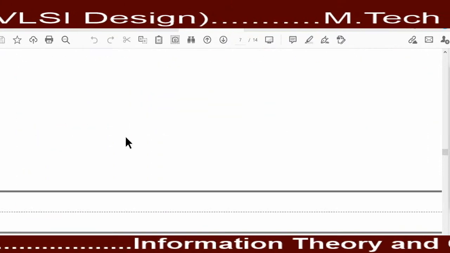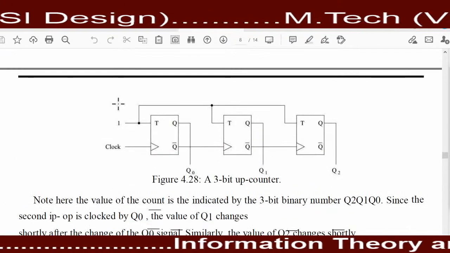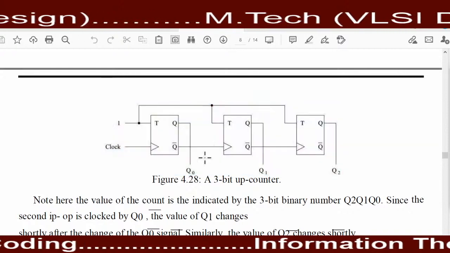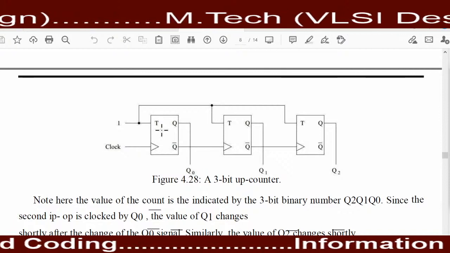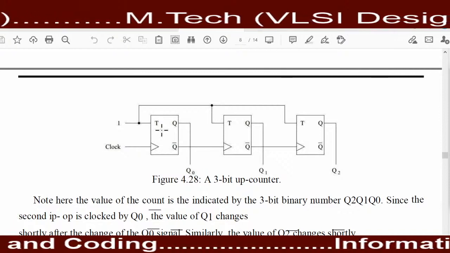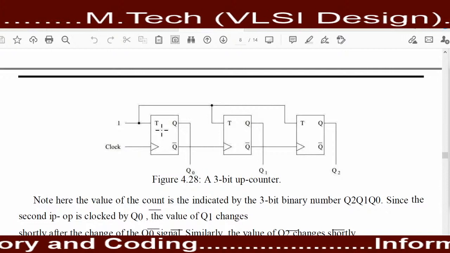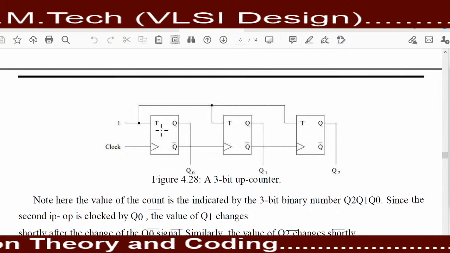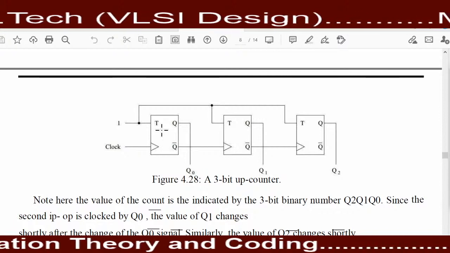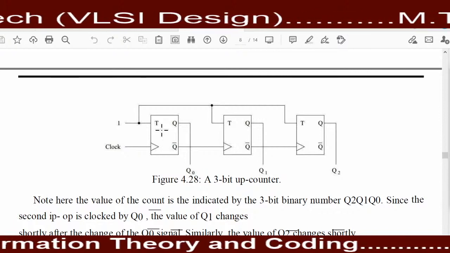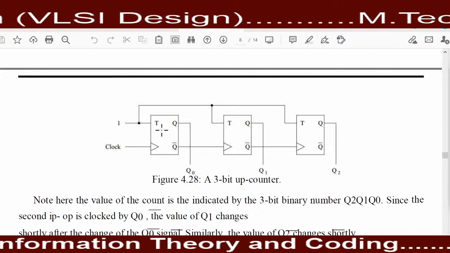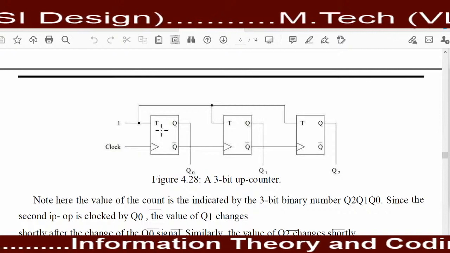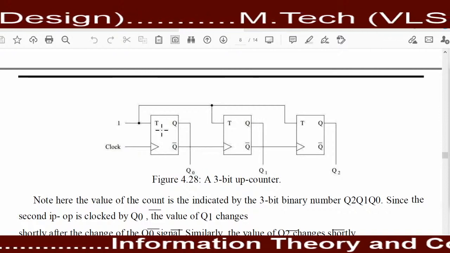Now here I am showing you the diagram of a 3-bit up counter. We know that each flip-flop is known as a memory element, and each flip-flop has the capability to store only 1 bit of memory. Because there are 3 flip-flops connected in series, we can say that the combination of these flip-flops stores 3 bits of memory. That's why this type of counter is known as a 3-bit counter.